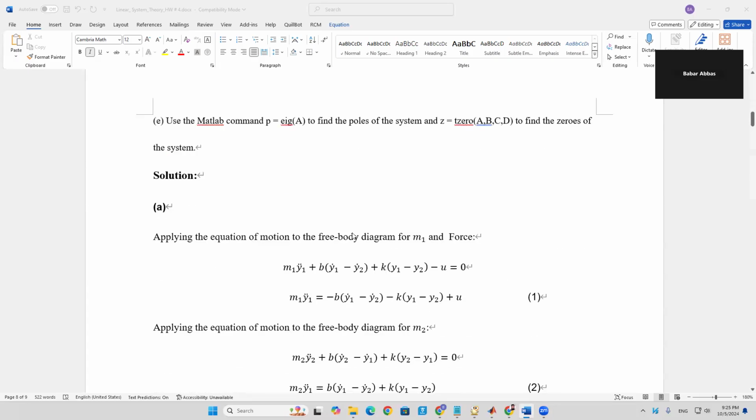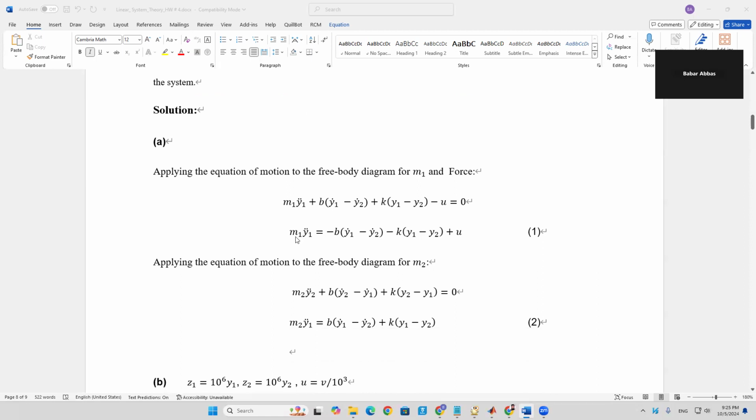This is part 1. We are having the equation of motion, that is Newton's second law. So for m1, F equals ma. So this is the mass and this is the acceleration, m1 y1 double dot. So this is the spring force for the relative velocity between the two points, y1 minus y2, and we are having the spring. So this is the relative displacement y1 minus y2. This is the control force minus u that equals 0. So by simplifying, m1 y1 double dot is equal to this.